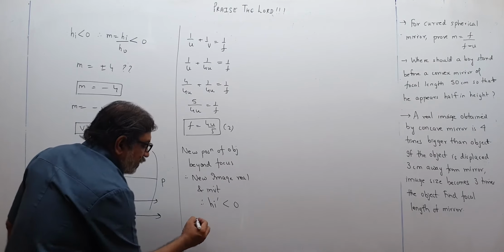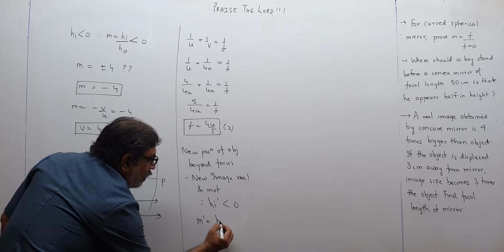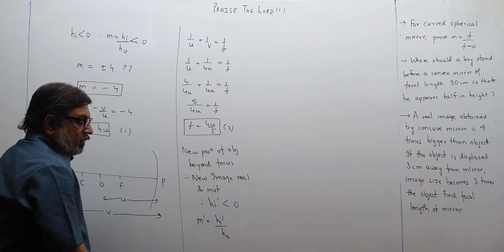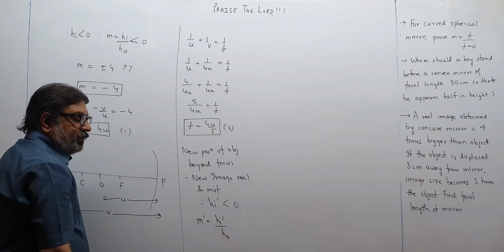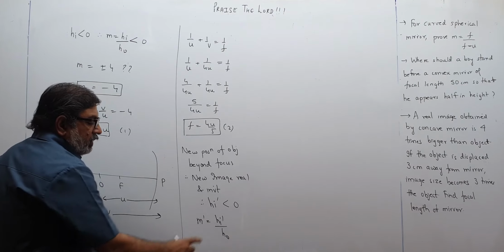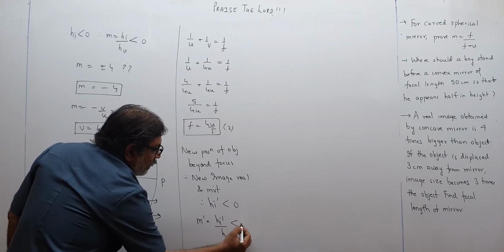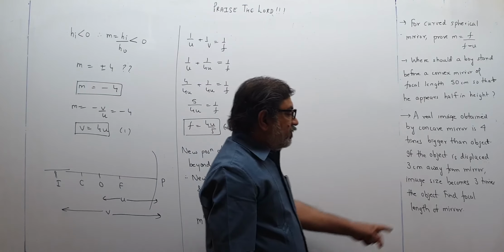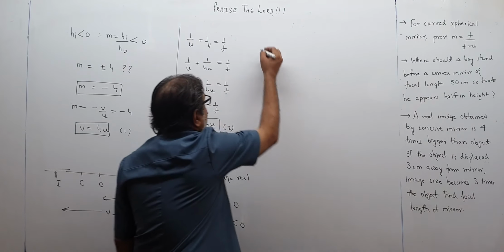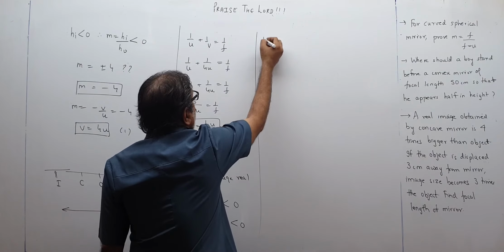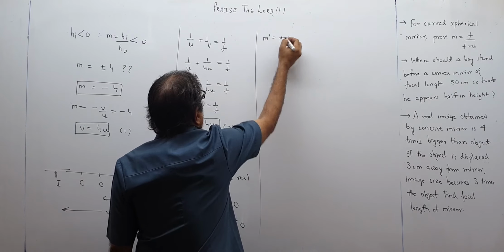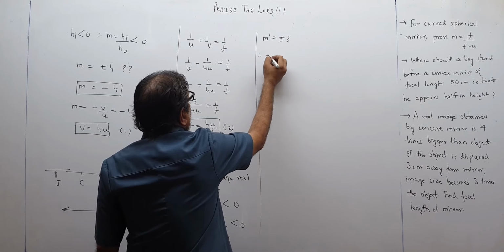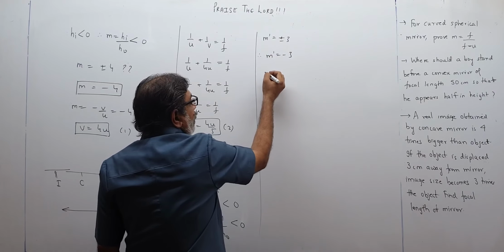So new magnification, hi dash upon ho. See, ho is not changing, object is not changing. Hi dash means new image, m dash means new magnification. This is negative, this is positive, that also will be less than 0. The image size becomes 3 times object, means magnification m dash is plus minus 3. Now we have decided it is less than 0, therefore m dash is minus 3.